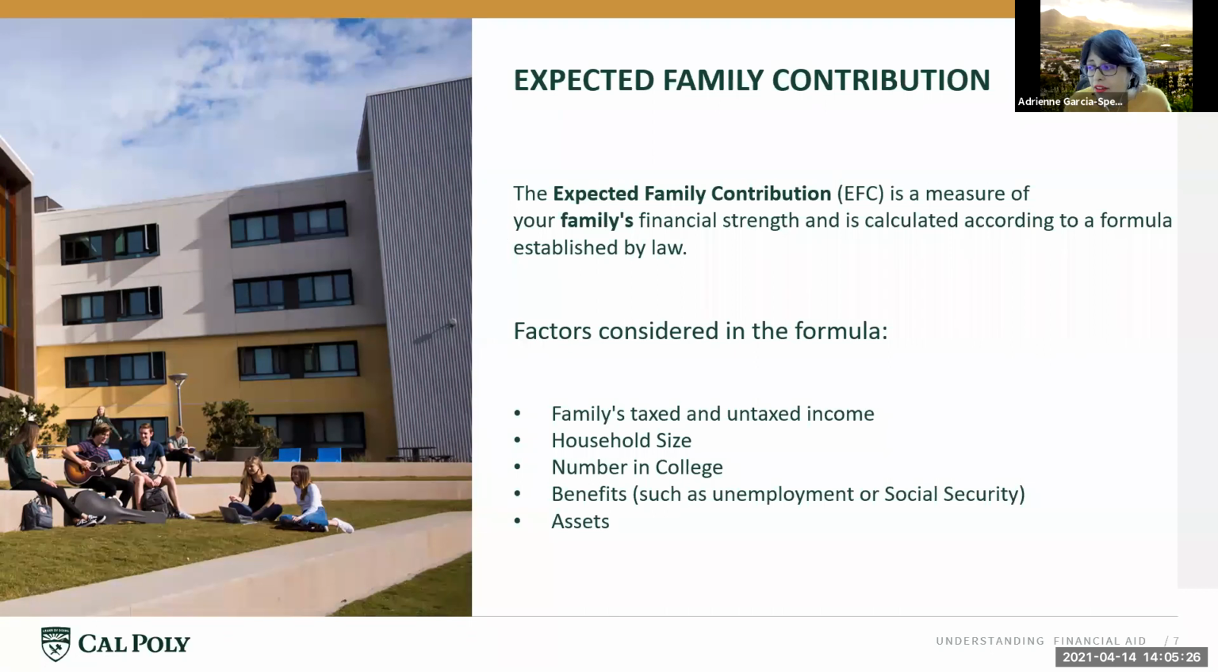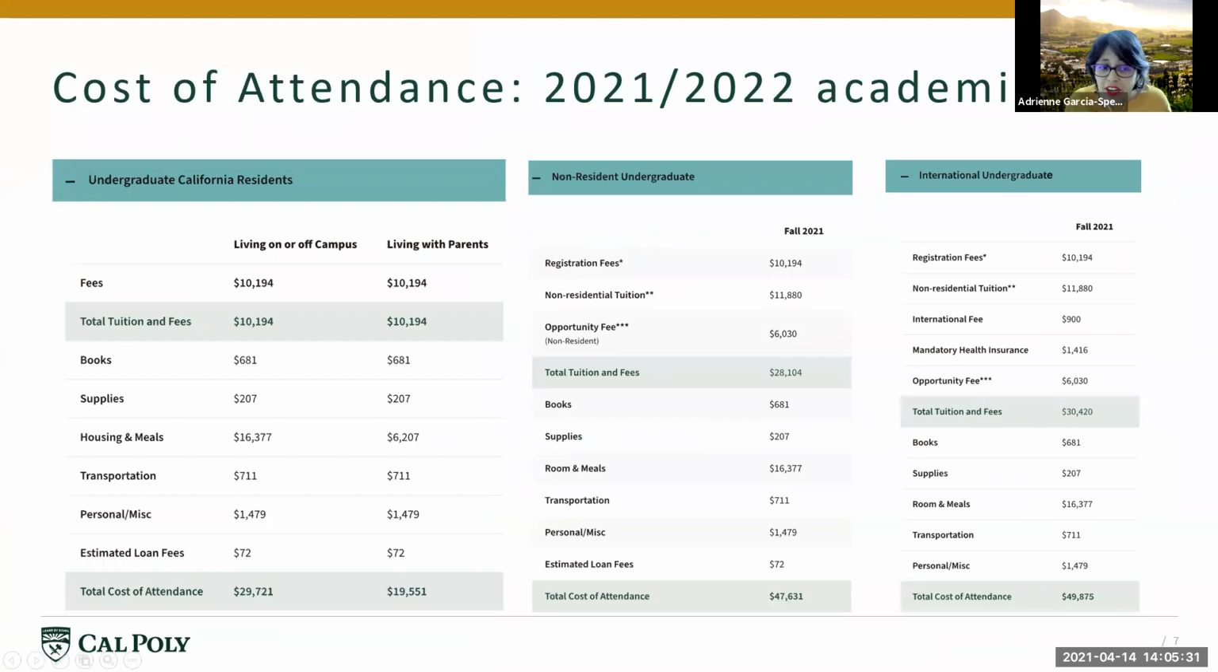Another term you may hear a lot while thinking about college is the cost of attendance. The cost of attendance is the estimated cost of attending an institution: the price for tuition, meals and housing, books and supplies, transportation, and miscellaneous expenses. You can see here on the screen the cost of attendance for Cal Poly undergraduates. This information is also available on our website. It's a dynamic page, so you can check it out as well, especially if you're a graduate student, since we did not include that information here.